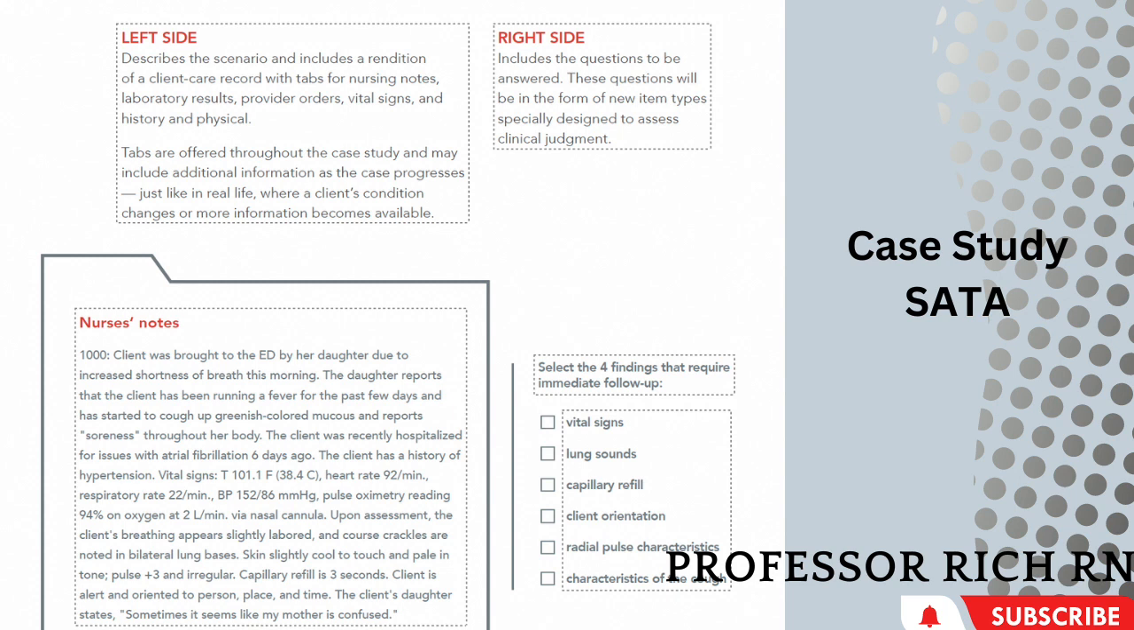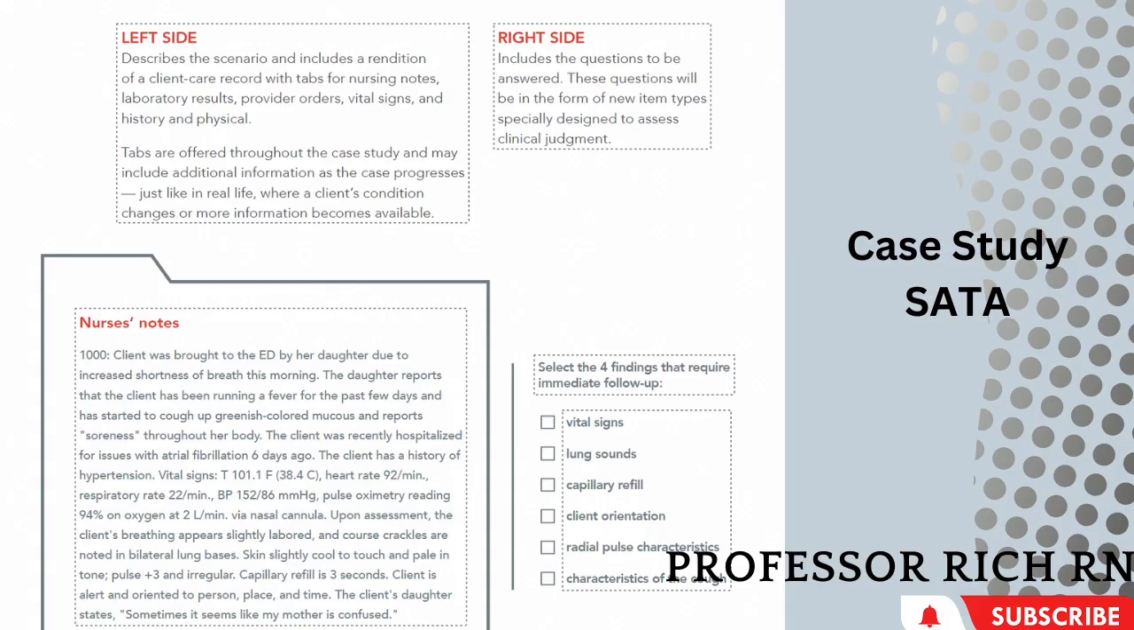The client has a history of hypertension, gives us some vital signs there. We have a blood pressure, pulse oximeter 94% at 2 liters via nasal cannula. Upon assessment, the client's breathing pattern appears slightly labored and coarse crackles are noted bilaterally in the lung bases. The skin is cool to touch, pale in tone, pulses are 3+ and irregular. Capillary refill is 3 seconds, and client is alert and oriented to person, place, and time. The client's daughter states, "Something seems like my mother is confused."